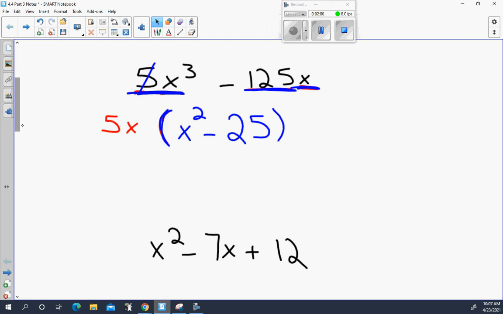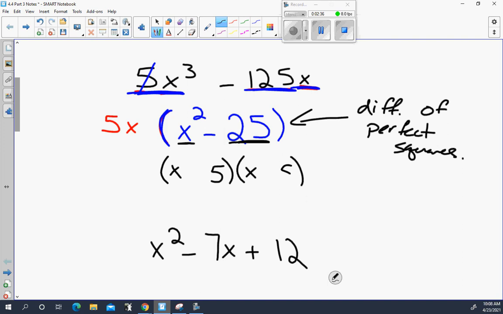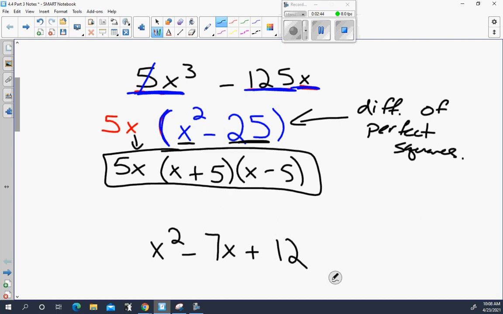I'm not done. You should notice right here in these parentheses that this is the difference of perfect squares. So this parenthesis makes two parentheses. How do we get x squared? Well, it's x times x, and then how do we get 25? That's 5 times 5. One's positive, one's negative, and then drop this 5x down. That is our answer there.